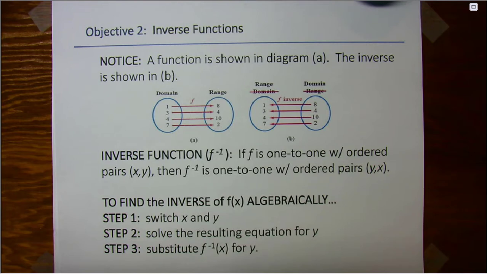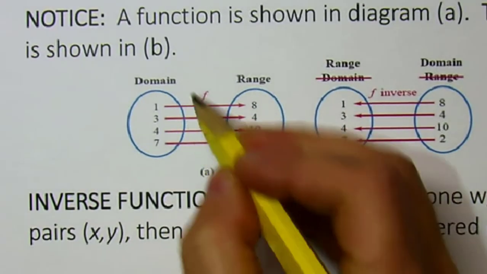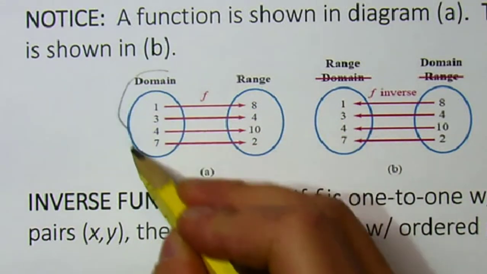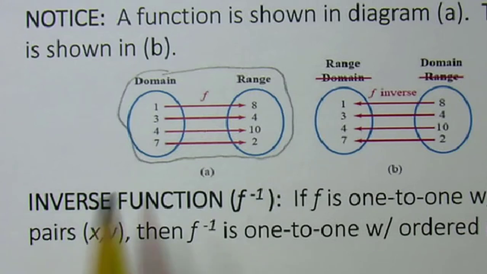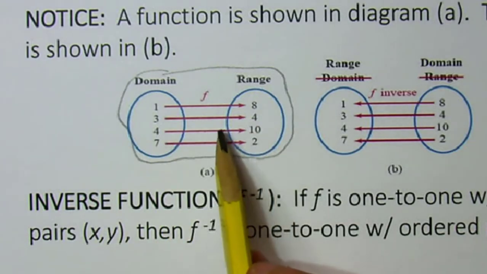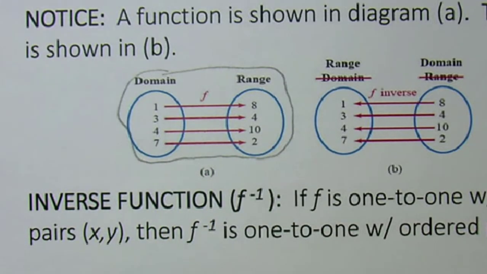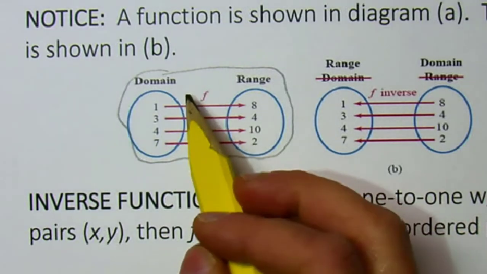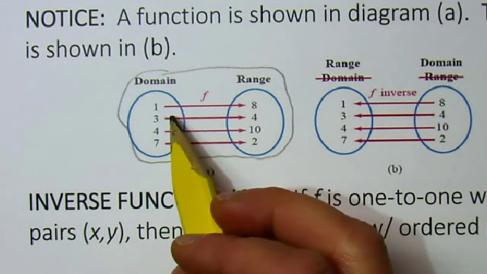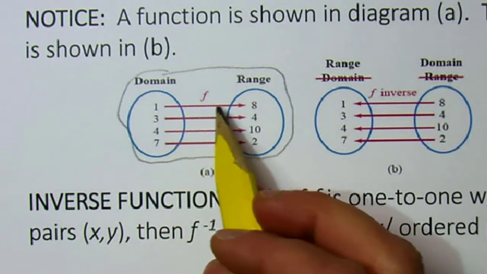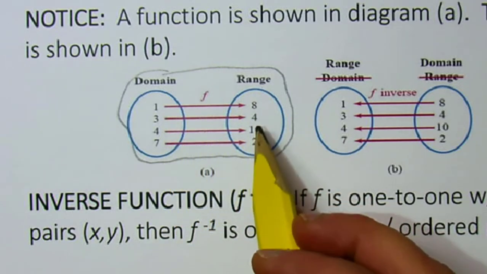Okay, the next thing we need to accomplish in this lesson is to look at what's called an inverse function. Let's take a look at a simple little graphical function here with a domain and range of 4 values each. 1 goes to 8, 3 goes to 4, 4 goes to 10, and so on. Now, because this is a one-to-one function, every single input, like 1, 3, 4, or 7, they all get their own output value, 8, 4, 10, and 2.